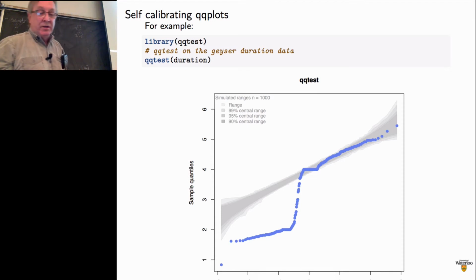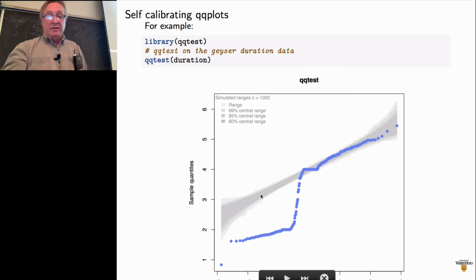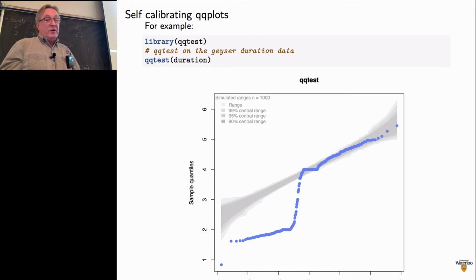Good question. So how does QQ test know which distribution to use to make the bands? It doesn't. You have to tell it. The default is a normal. Okay? So this is assuming that it's a normal, which is what people often look at. That's why it's a default. But you have to tell it which distribution you're interested in. Everybody understand how these are constructed? Any questions?